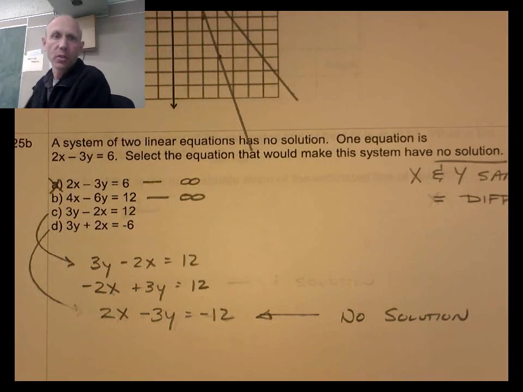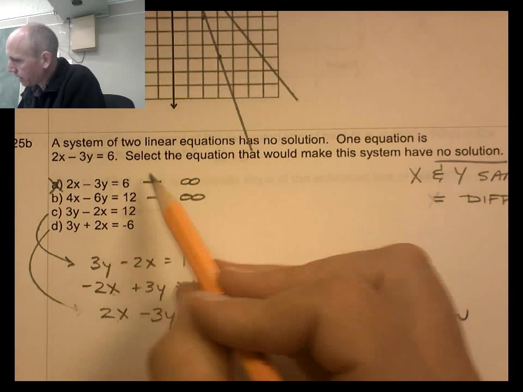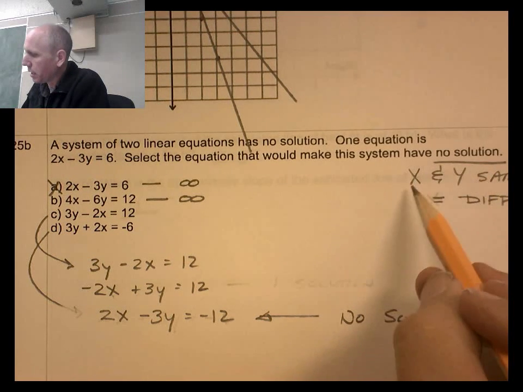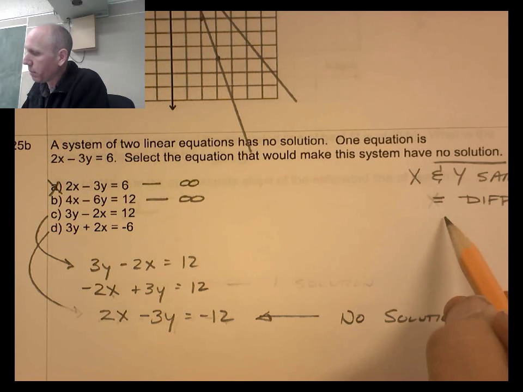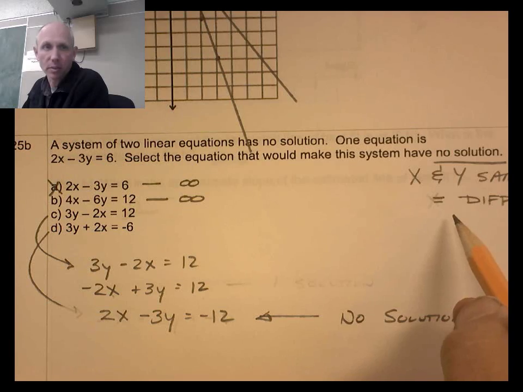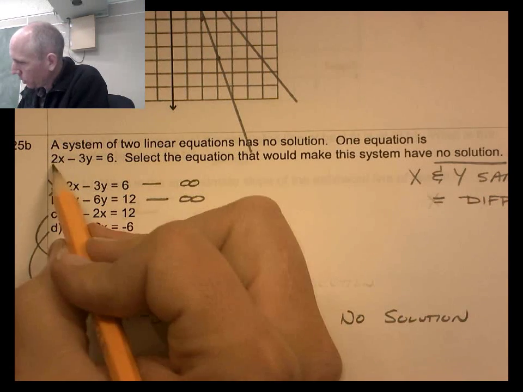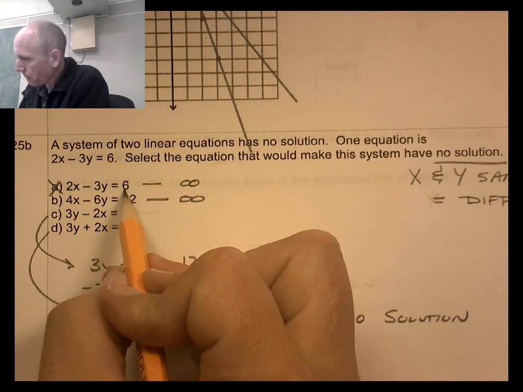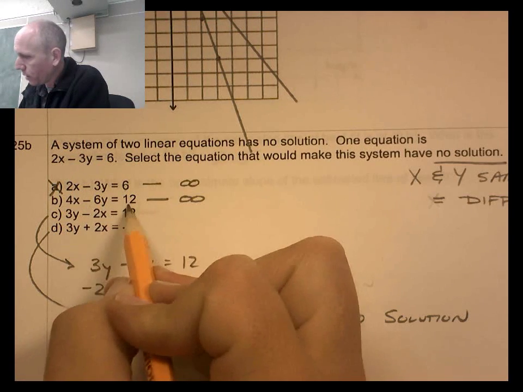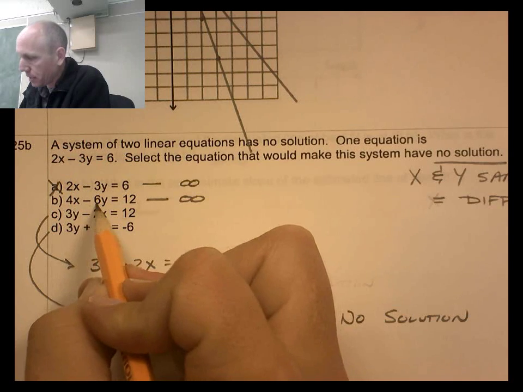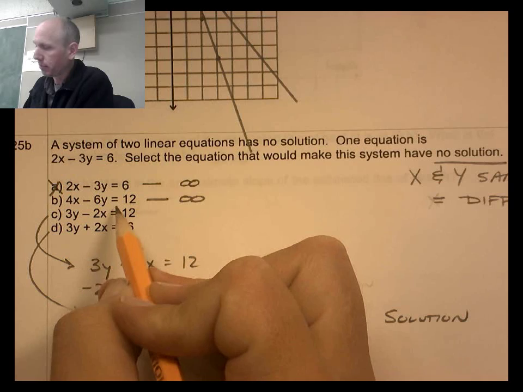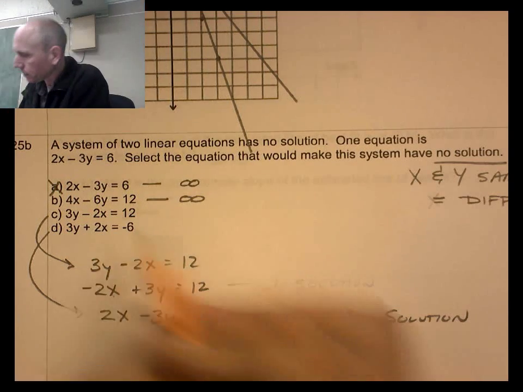This one, a system of 2 linear equations has no solution. One equation is that. Select the equation that would make this system have no solution. So no solution means that the x and y terms are the same, but they equal a different constant term, the c term. So 2x minus 3y equals 6. That's infinite solutions. 4x minus 6y equals 12. Well, half of that is 2x, half of that is negative 3, half of that is 6.